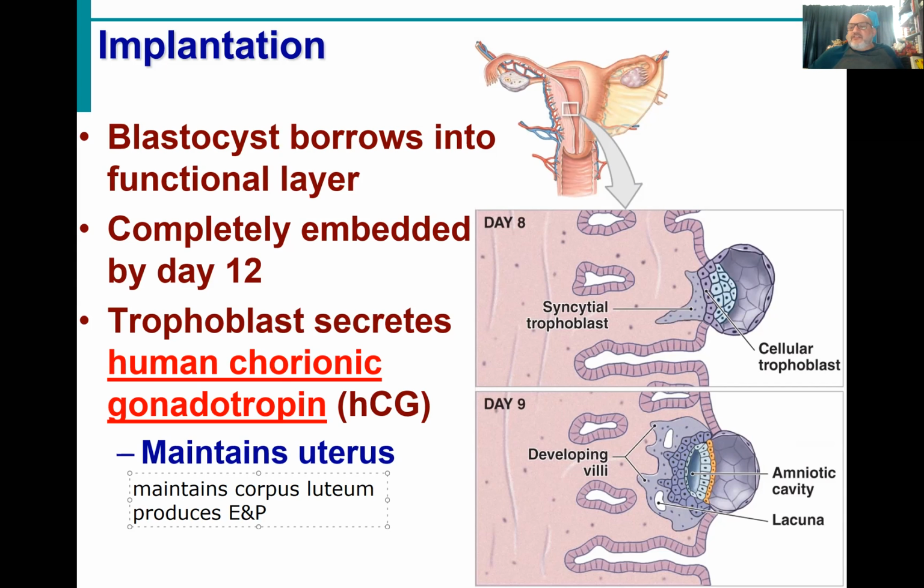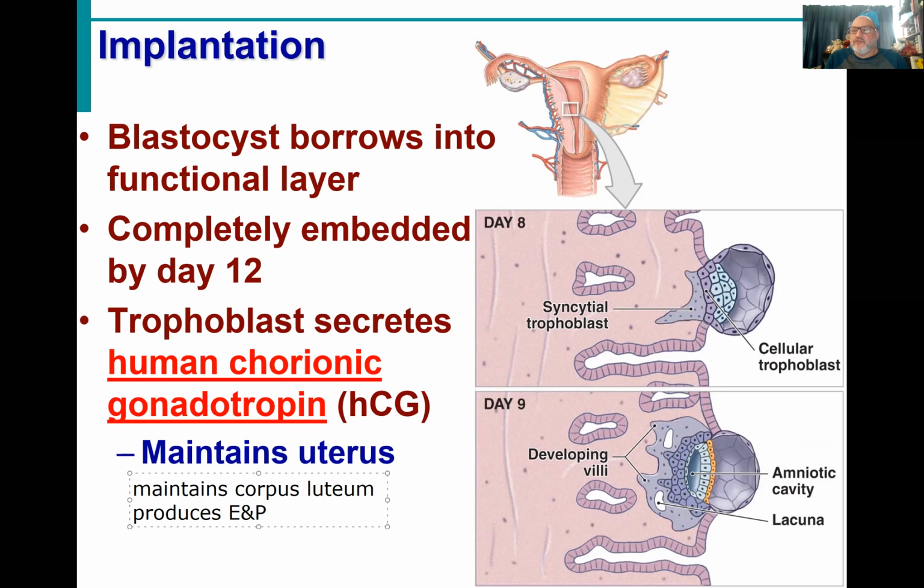So the syncytial trophoblast is going to help to form the placenta. And that placenta is going to be the glandular structure that produces the hormones that replaces the corpus luteum. So it isn't that it's forming a new corpus luteum. First, it is producing the hormone human chorionic gonadotropin that maintains the corpus luteum. And then it forms the placenta. And then the placenta really produces and releases the hormones. So it becomes responsible for the hormones instead of the corpus luteum.